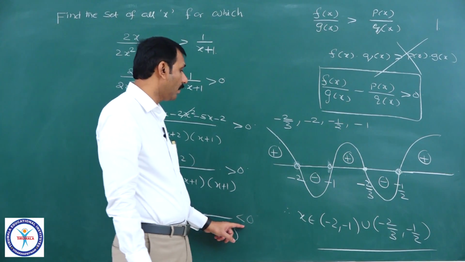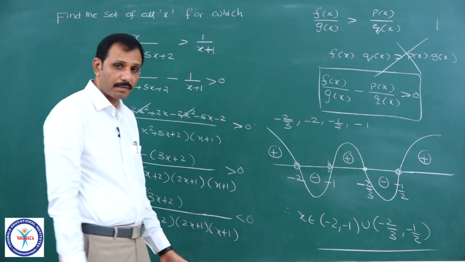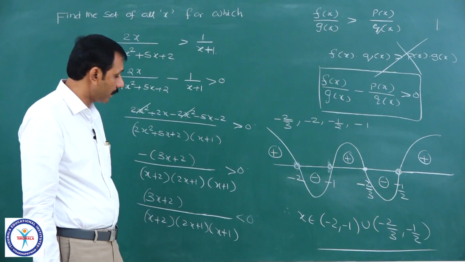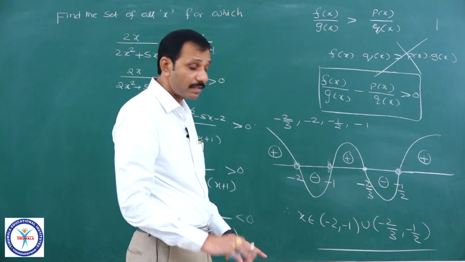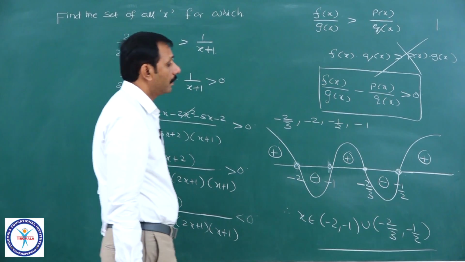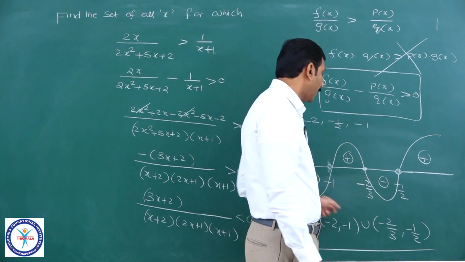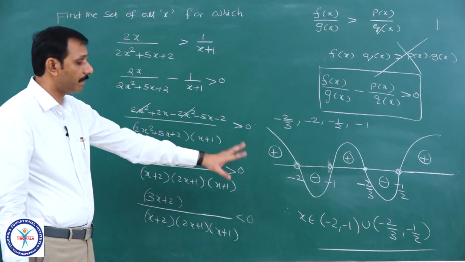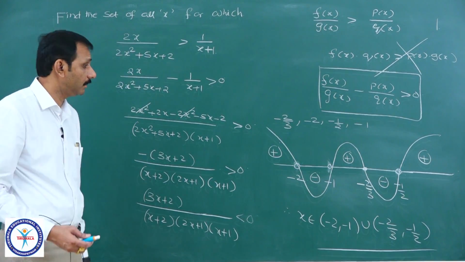Because it is less than 0, no zero is included, even numerator zeros also should not be included. Here double points are not there, that is, the power of no factor is even, so through all zeros it will cross the x axis, meaning the real line. Collect the intervals where it is negative, and that will be the final solution set. Hope you understood this one.